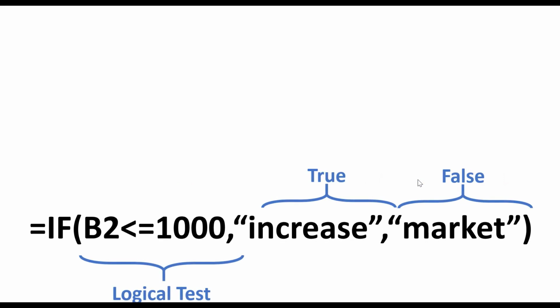So just like we've dissected our other functions, we're going to dissect this one. We've got equals, if, open parentheses, the logical test, which is cell B2 is less than or equal to 1,000, comma. If it's true, it's going to put the word increase in the cell, and if it's false, it's going to put the word market.